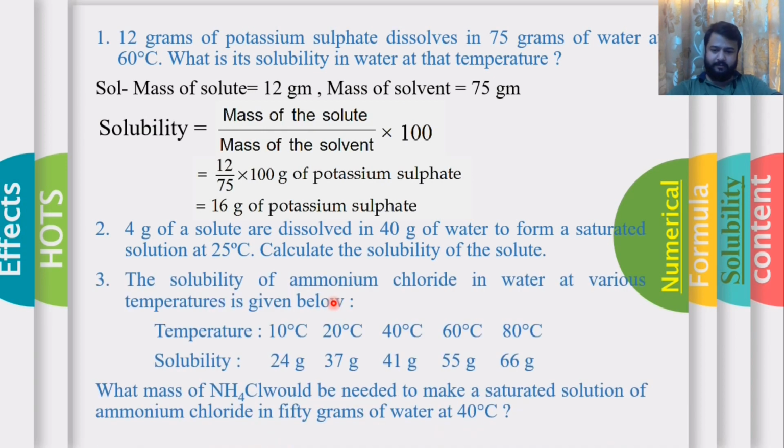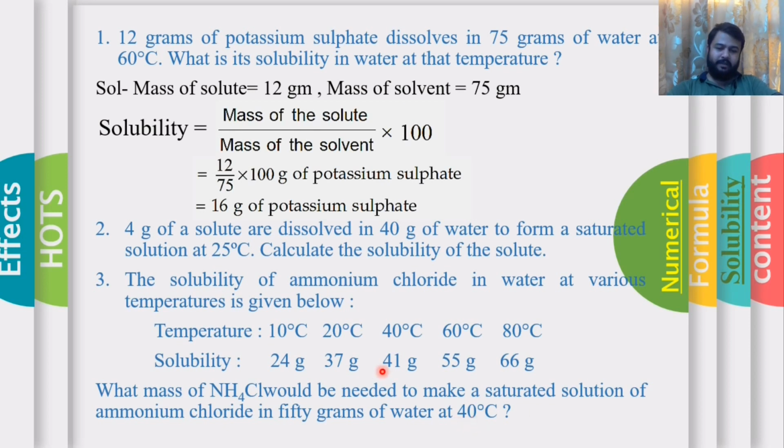Next numerical, this is an important one. The solubility of ammonium chloride in water at various temperatures is given below. At 10 degrees Celsius, it is 24 gram. At 20, it is 37. At 40 degrees Celsius, it is 41. At 60, it is 55. At 80, it is 66. What mass of ammonium chloride would be needed to make a saturated solution of ammonium chloride in 50 gram of water at 40 degrees Celsius?